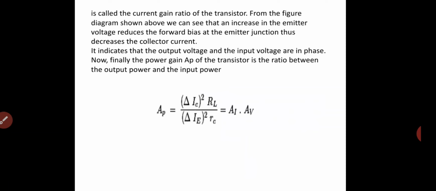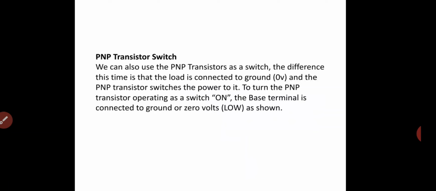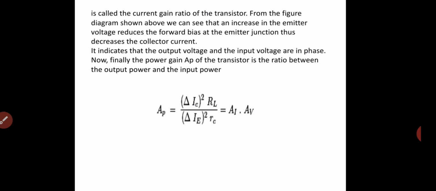From the figure diagram, increasing the emitter voltage reduces the forward bias at the emitter junction, and thus decreases the collector current. It indicates that the output voltage and the input voltage are in phase. Now, finally, the power gain AP of the transistor is the ratio between the output power and the input power. The output power can be calculated as I square RC, and the input power as IE square upon RC. It is AI into AV. So this is the amplification.